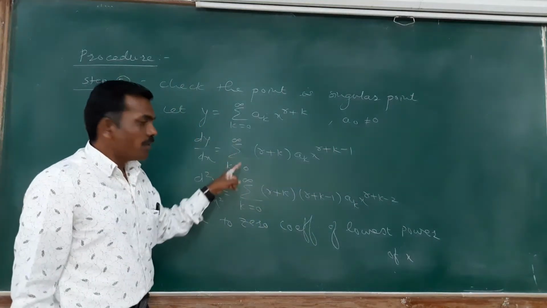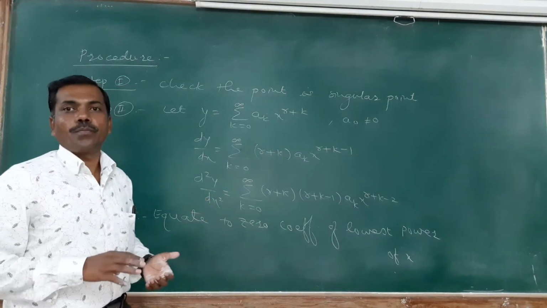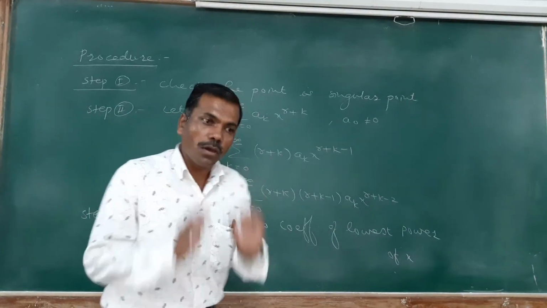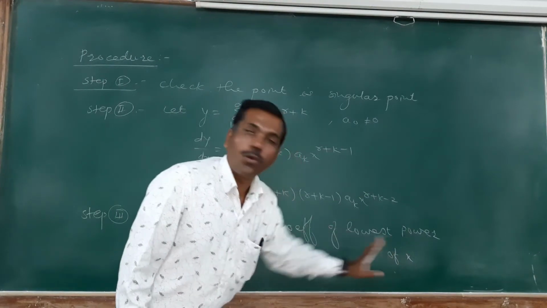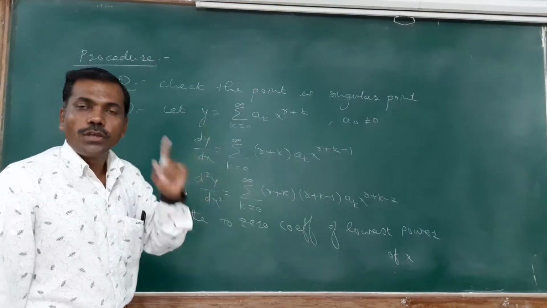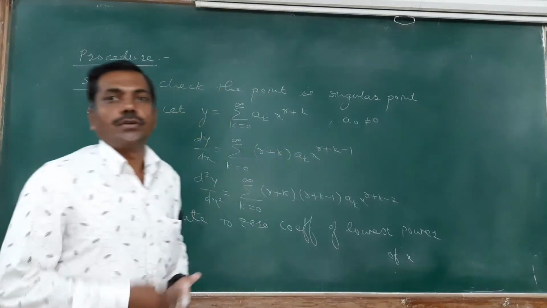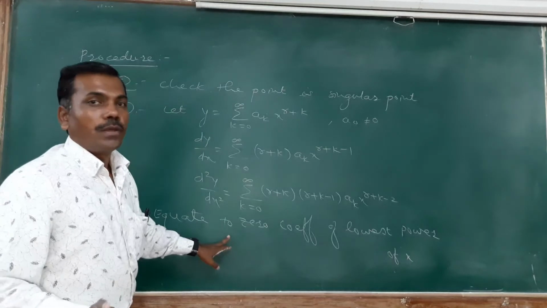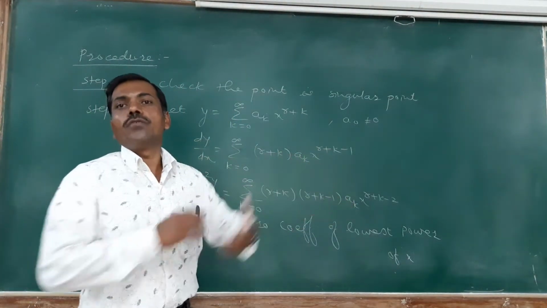Here the summation starts from k equal to 0 to infinity, so no need to adjust the summation. Now what is our next step? And that is very, very important. Our step three is to equate to 0 the coefficient of the lowest power of x. Whenever a singular point solution is there, you have to keep in mind we need the lowest power of x and its coefficient. So the coefficient of the lowest power of x we have to take as 0, meaning x raised to r is there and its coefficient we have to take equal to 0.